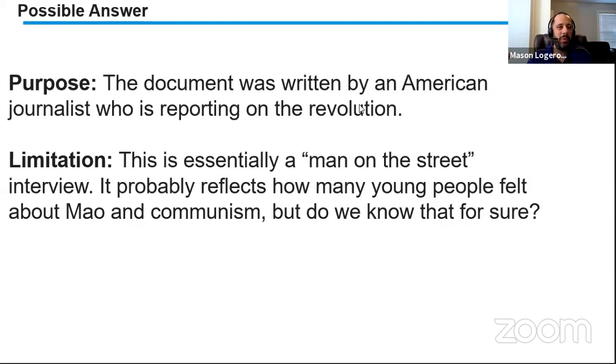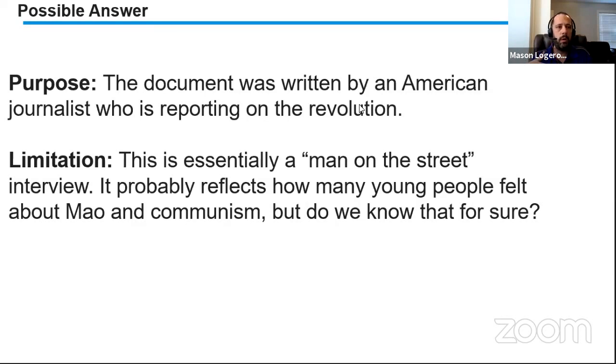And the answer is, of course, no, not every teenager. But if we think about the fact that this reporter heard this story, he probably heard it multiple times in multiple different ways. So we can get the idea that a lot of young people in China felt this way, and that there definitely was a generational divide. So the limitation is, okay, we don't know if every teenager thought this.